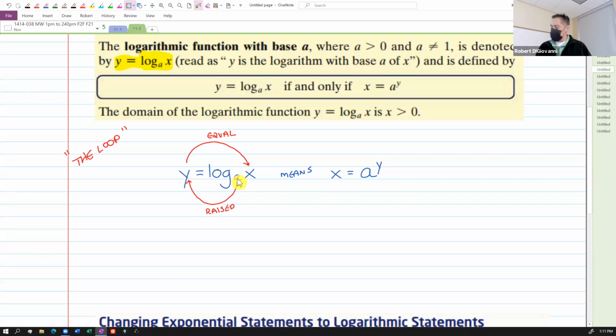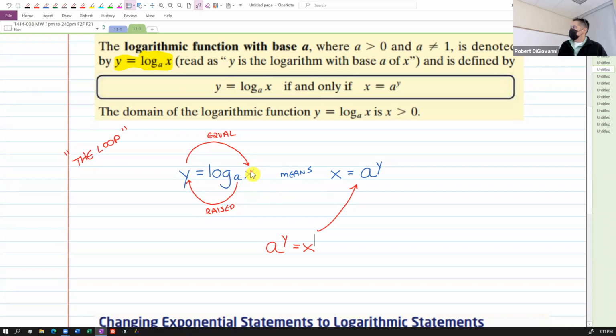So let's see how this loop works. I'm going to write down a. I'm going to raise that to the y. And then that must be equal to this x right here. Do you all see that equation right there? This right here is that. That's how I remember this relationship. I just take the base, I raise it to the other side of the equation, and I set it equal to what's here.